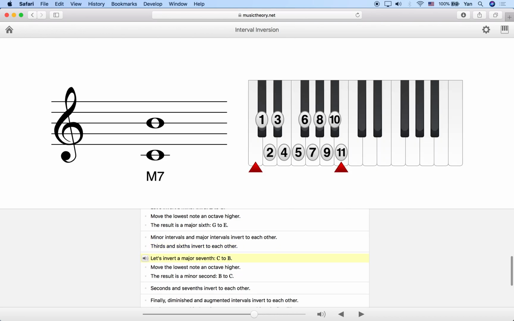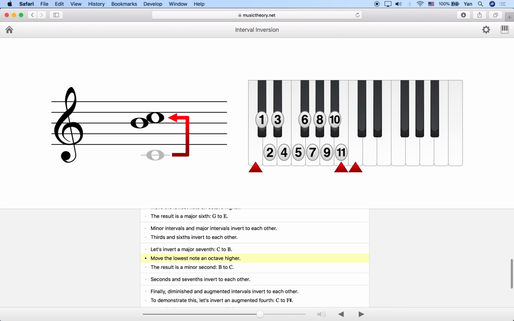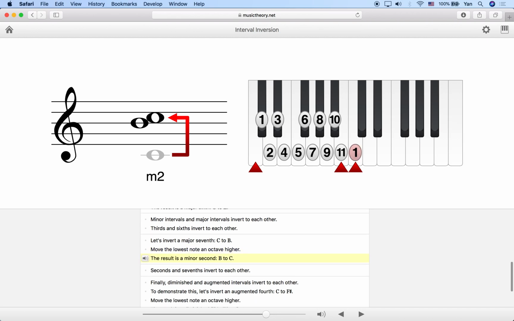Let's do major seventh now. So C to B natural. A major seventh is 11 half steps. It's 1 half step less than a perfect octave. So a major seventh is 11 half steps. And we're going to take that C up an octave. And the result is a minor second because it's only 1 half step up. A minor second is the same thing as a half step.